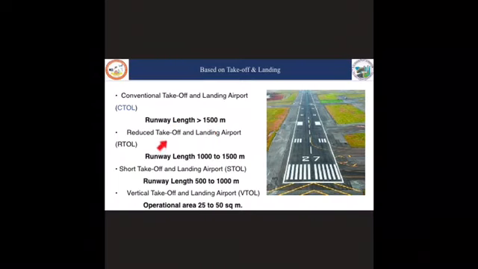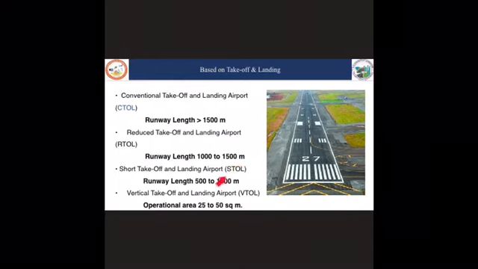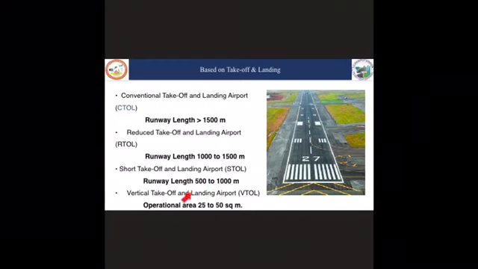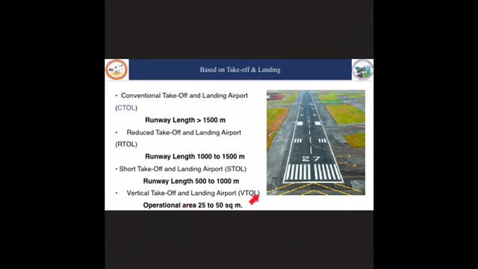And the next one is the reduced takeoff and landing airports. As the name indicates, here the length available for the takeoff and landing operation is reduced, and we have a restriction where the runway length is up to 1000 to 1500 meters, or 1 to 1.5 kilometer runway length will be available. The next one is the short takeoff and landing airports, where the runway length will be 500 to 100 meters, and the other one is the vertical takeoff and landing airport, where the total operational runway area will be just 25 to 15 square kilometers.